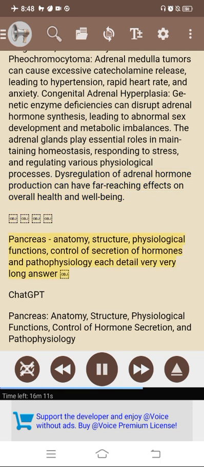Pancreas, anatomy, structure, physiological functions, control of secretion of hormones, and pathophysiology. Each detail very long answer. ChatGPT. Pancreas, anatomy, structure.